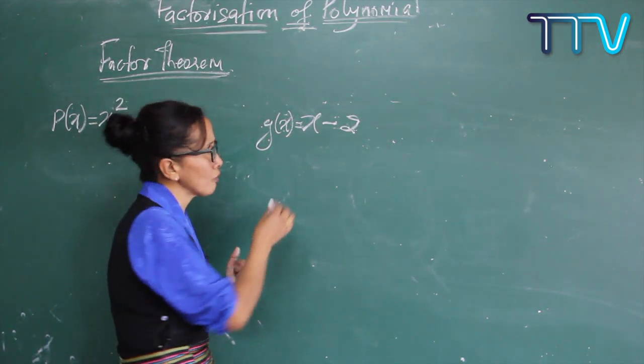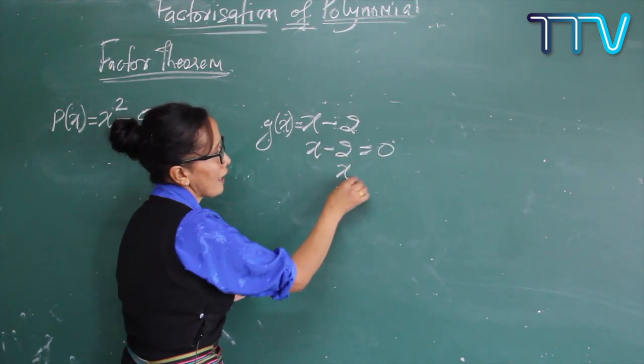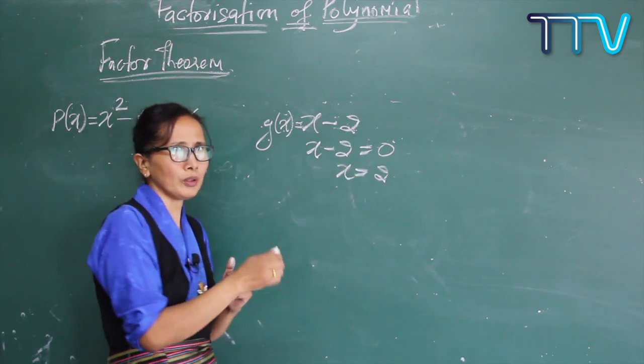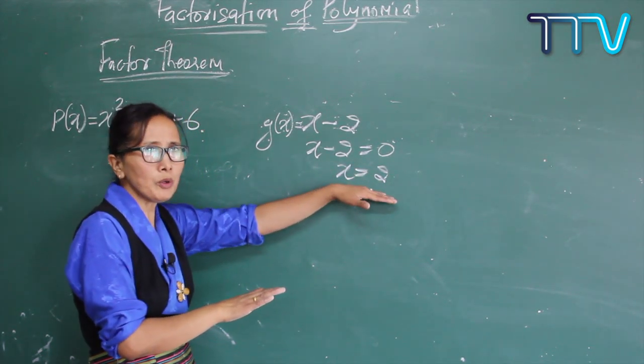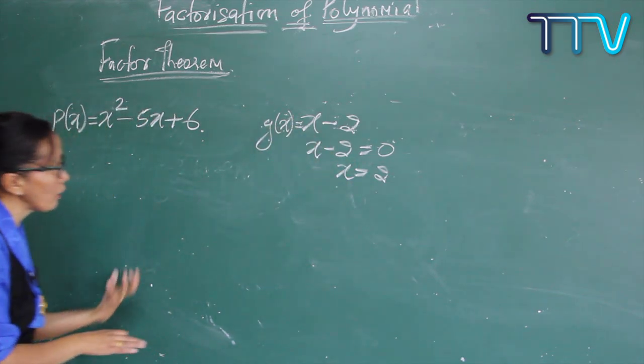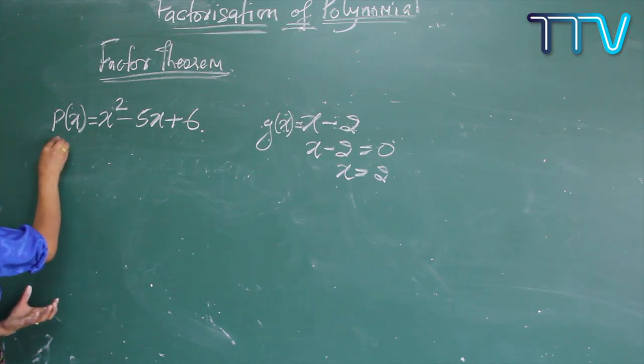How do you find the zeros of this? x minus 2 equals 0, so your x value is 2. This is just to revise because you have already done it in the last session, okay? So when you put the x value 2, what will be the value of the polynomial, or what will be the remainder you are getting? So you can just put it here.